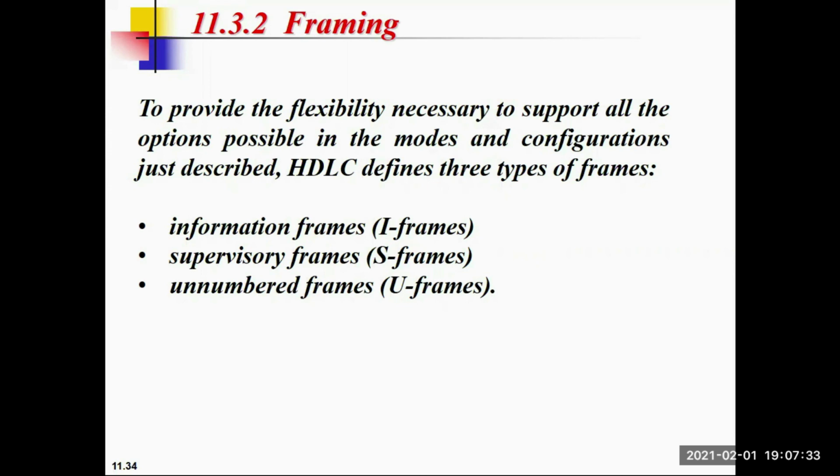The third type of frame is unnumbered frame, that is U-frame. The U-frame is used for link establishment, termination, mode setting, and other control functions. These do not have any sequence number and data field. The first 2 bits of the control field with value of 1, 1 determine the frame as U-frame.